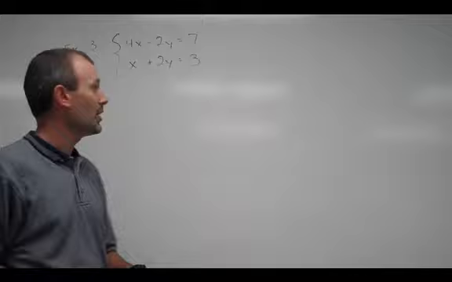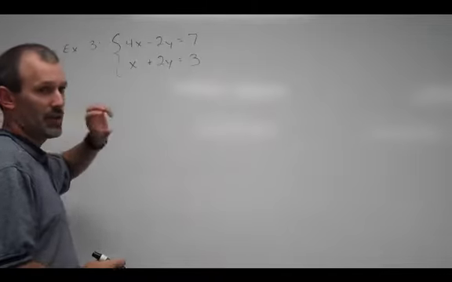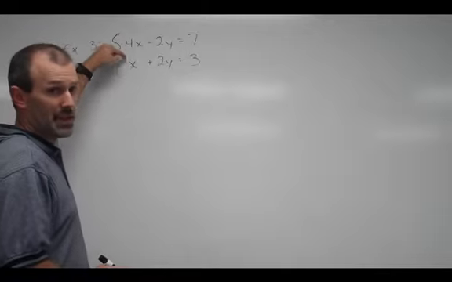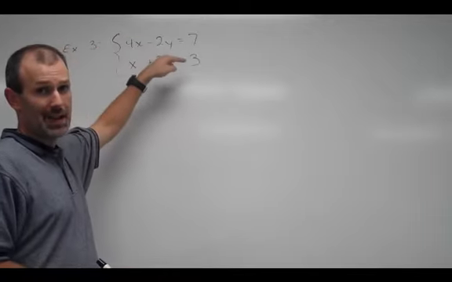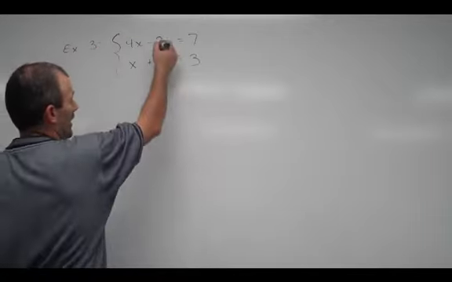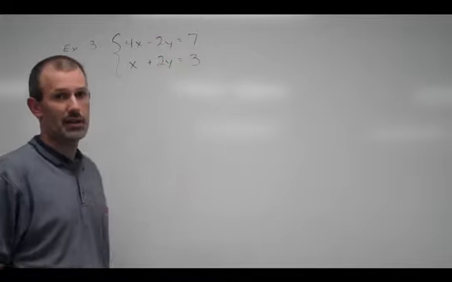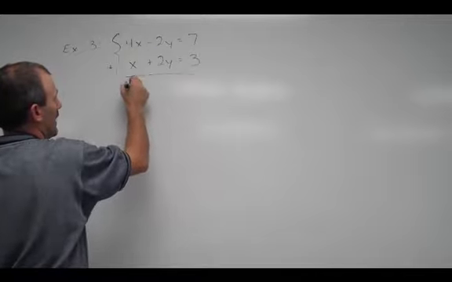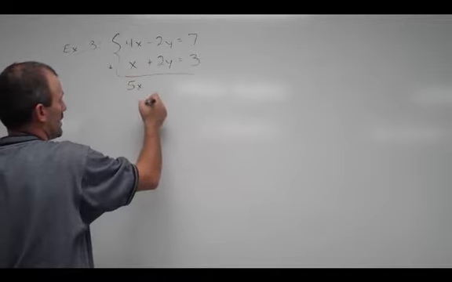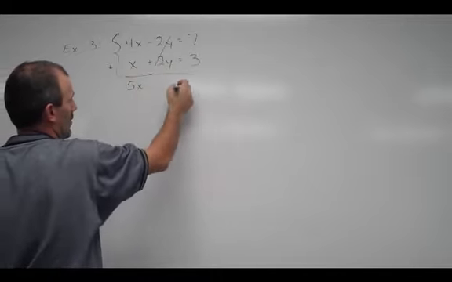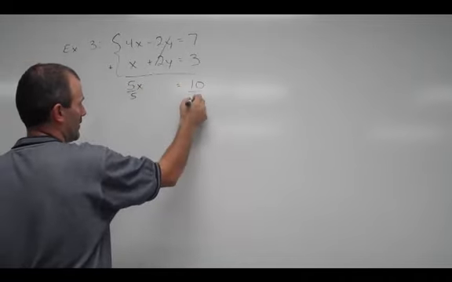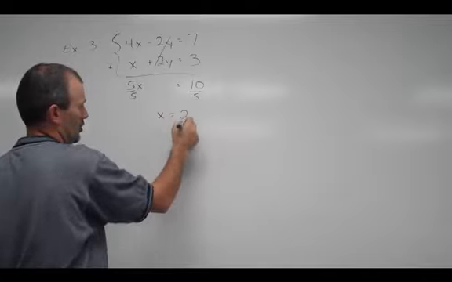This first elimination problem is going to be pretty easy. Remember that our whole goal in elimination is to get either the x's to be exact opposites or the y's to be exact opposites. And in this case, we've already got a negative 2y and a positive 2y. So all we have to do is add these two together. We get 5x when we add 4x plus x. These cancel out to be 0, and here we get 10. So once we have that, we divide by 5, so we get x equals 2.